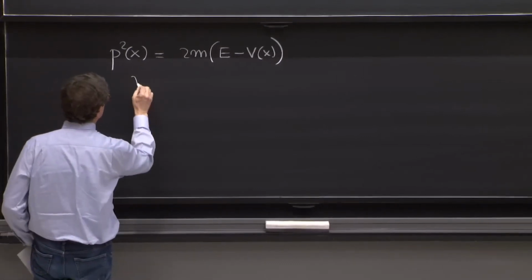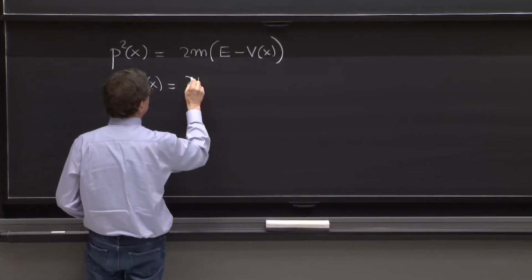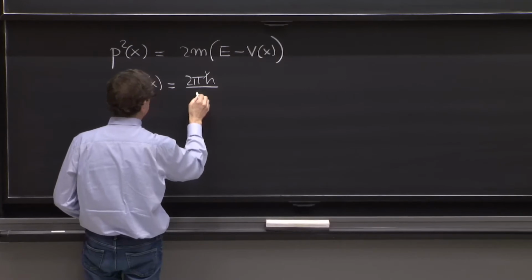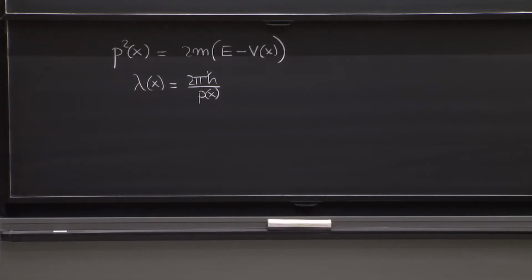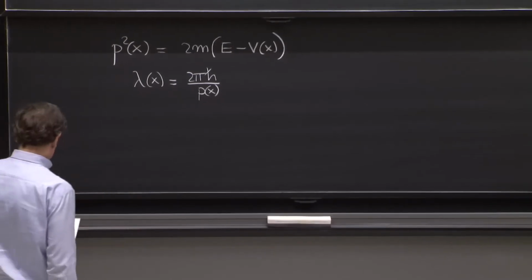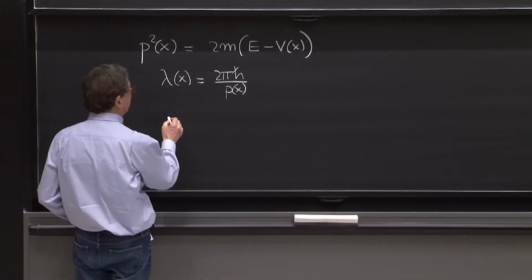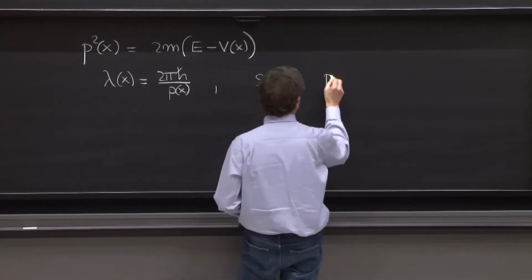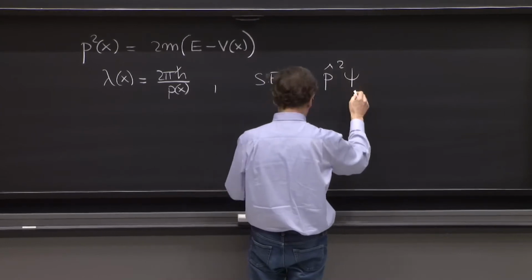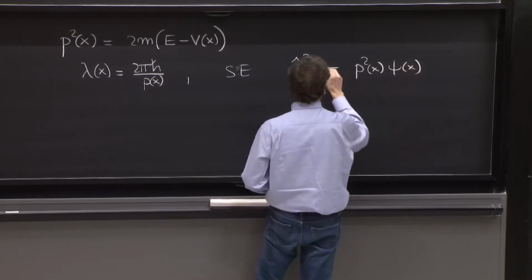for some definitions. For example, a position-dependent de Broglie wavelength that would be given, in terms of the position-dependent momentum, by the classic formula that de Broglie used for particles that move with constant momentum. Then, in this language, the time-independent Schrodinger equation took the form p squared on psi is equal to p squared of x times psi. This is psi of x.